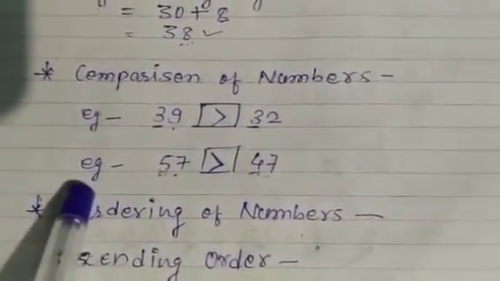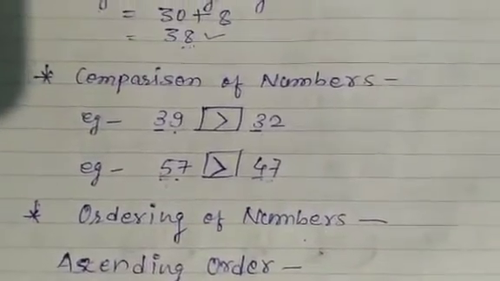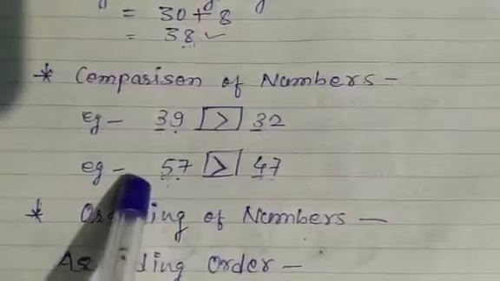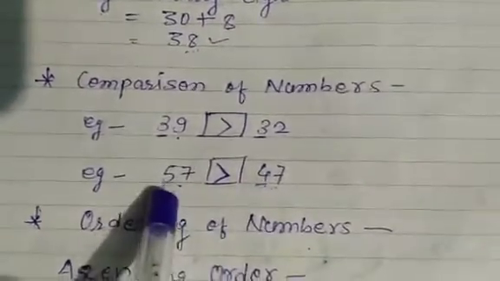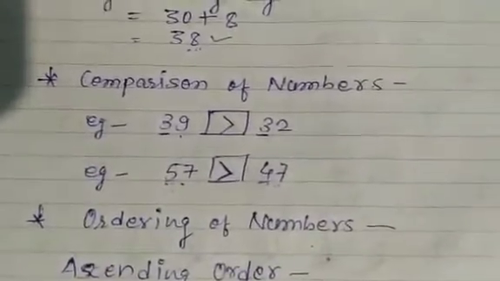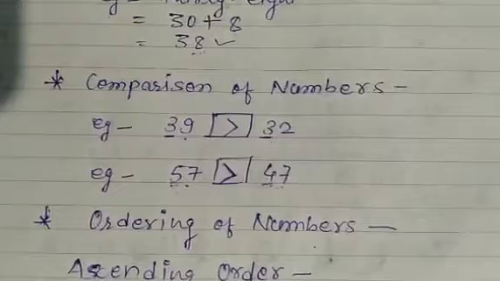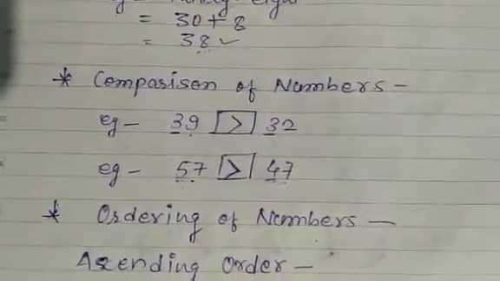The next example is 57 and 47. We will compare the first digit from the left side. Here is 5, here is 4. Then we know that 5 is greater than 4, therefore 57 will be greater than 47. In this way we can compare 2-digit numbers or 3-digit numbers, anything.